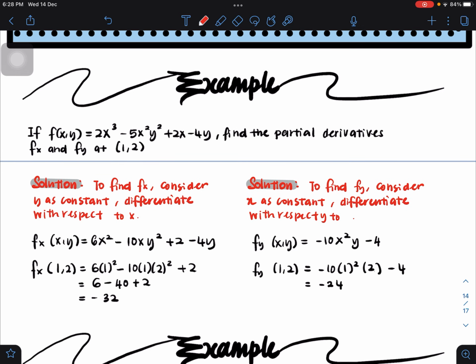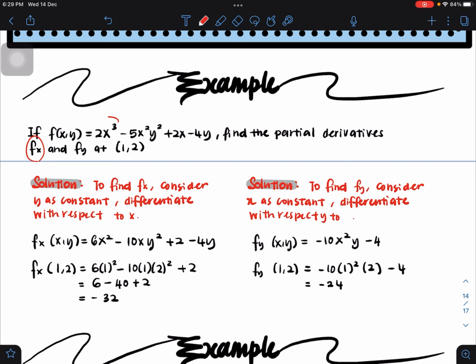Okay, so let's see this example. We have the function f(x,y) equal to 2x cubed minus 5x squared y squared plus 2x minus 4y. Find the partial derivatives fx and fy at (1, 2). So fx here means the first derivative in the x direction. You need to remember that if the derivative is in the x direction, y will be constant.